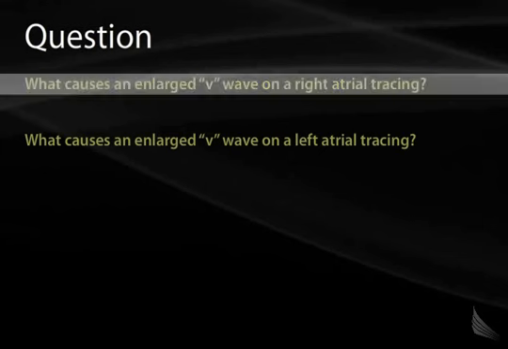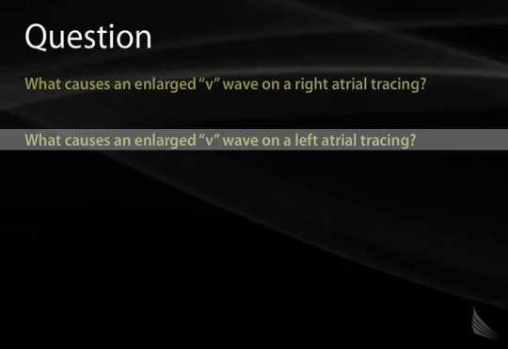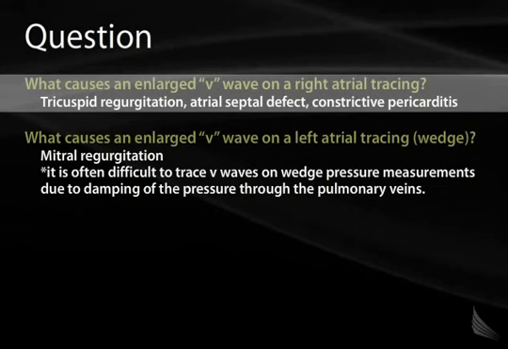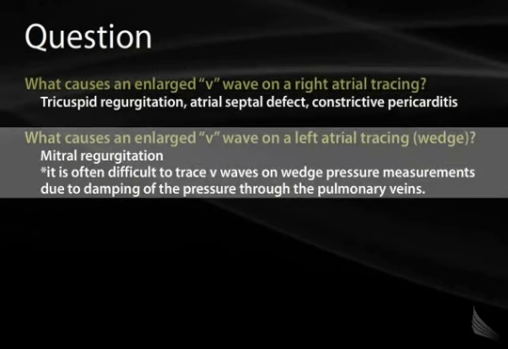Here's a simple question. What causes an enlarged V wave on a right atrial tracing, and what causes an enlarged V wave on a left atrial tracing? As we discussed before, either tricuspid or mitral regurgitation can cause enlarged V waves on right atrial or left atrial tracing. Also, for a right atrial tracing, an atrial septal defect or constrictive pericarditis can cause an enlarged V wave. For a left atrial tracing, remember that it's often difficult to see V waves because you're not actually measuring the left atrium in most cases when you're measuring a wedge pressure. You're measuring the pulmonary veins. Therefore, sometimes it's difficult to make out the A waves and the V waves.